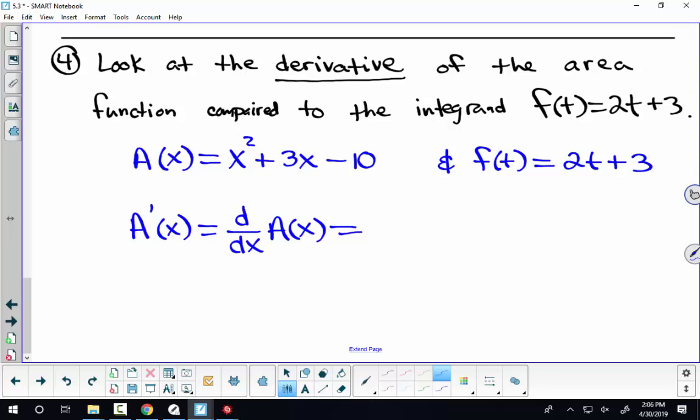2x plus 3, right? Derivative of capital A, 2x plus 3. But notice the derivative of the area function is f evaluated at x, which is 2x plus 3, right? If f of t is 2t plus 3, f of x is 2x plus 3. So it turns out that it's not a coincidence that the derivative of the area is the original function we started with in terms of x.